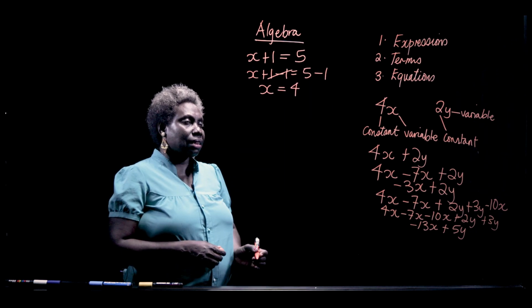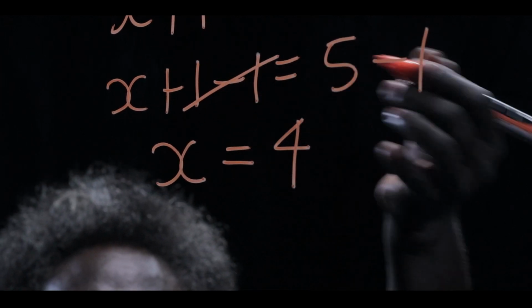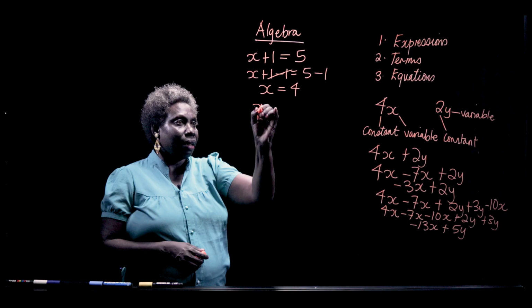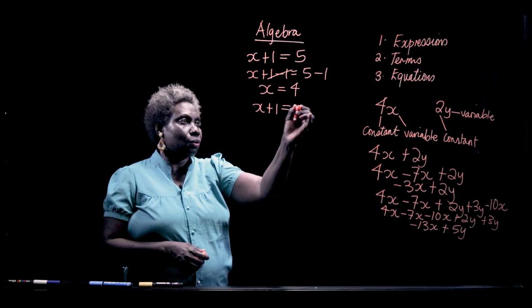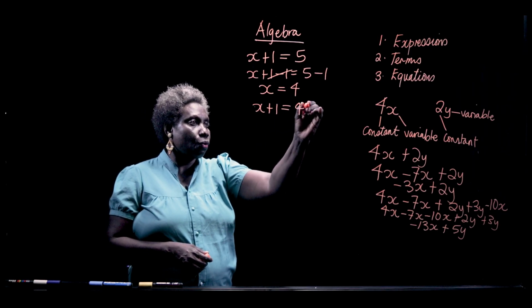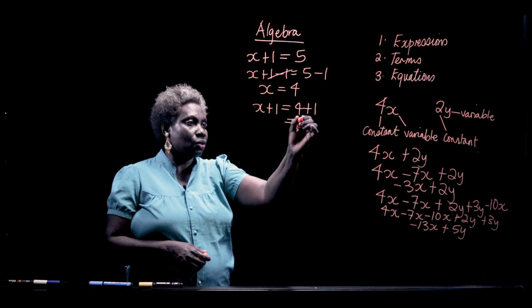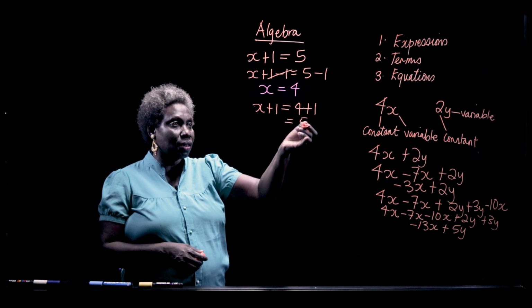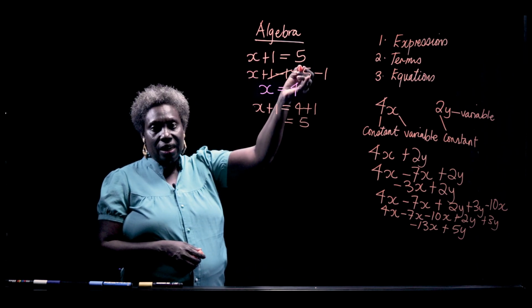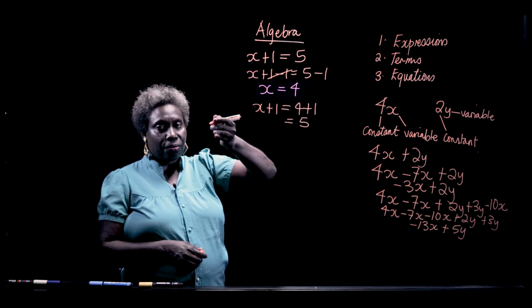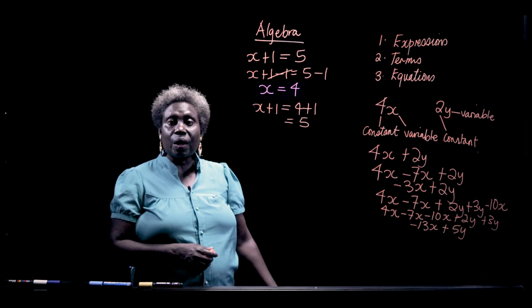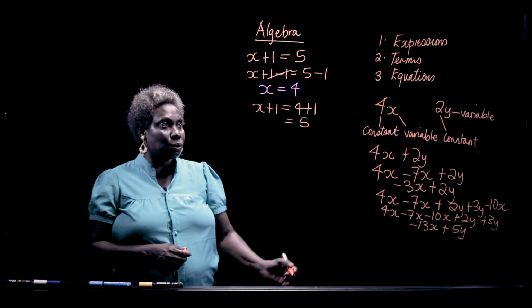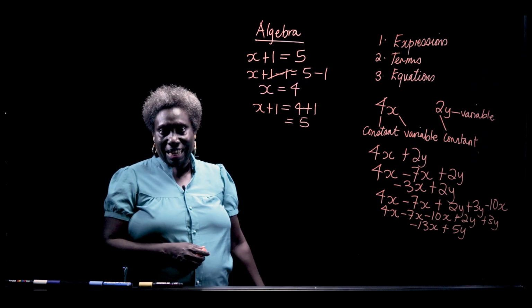Let's see if x equals 4 is the correct value for x. x plus 1 is equal to, x is 4, 4 plus 1. 4 plus 1 is 5. So x equals 4 is correct because our equation is balanced. On the left hand side we have 5, and on the right hand side we also have 5. So our value of x is equal to 4. Let's look at another example.